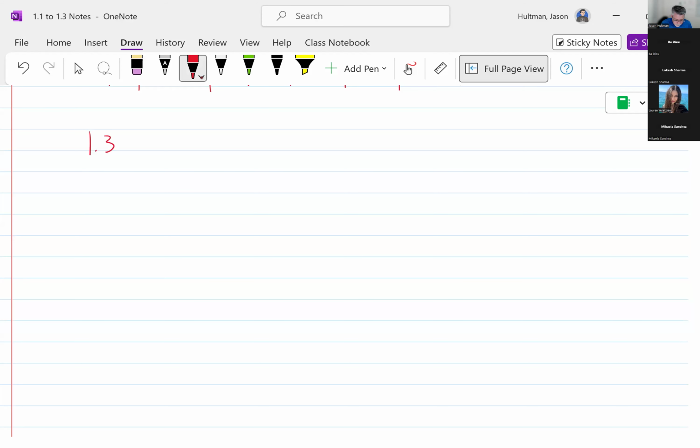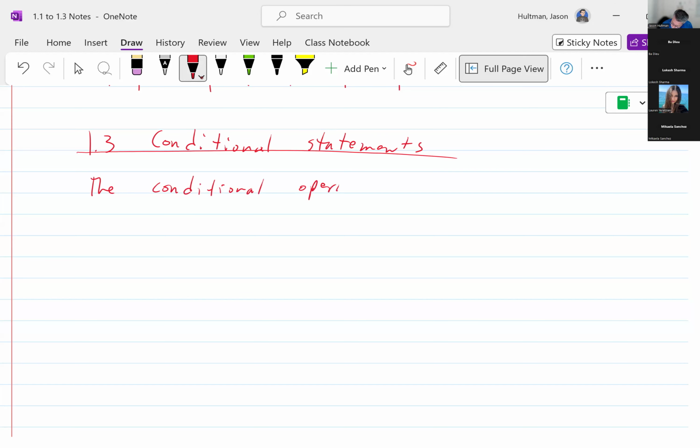Okay, 1.3, conditional statements. The conditional operator, that's the operator, an arrow, is used to create conditional statements.